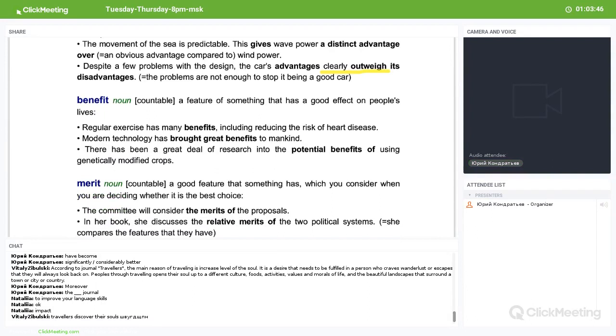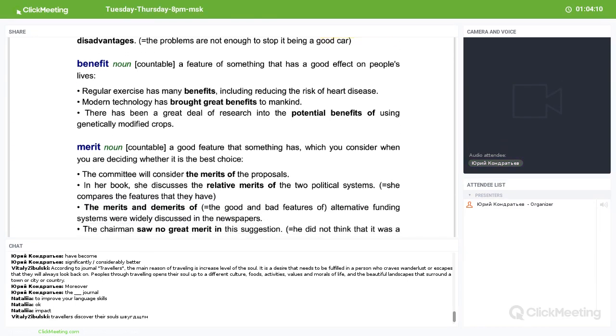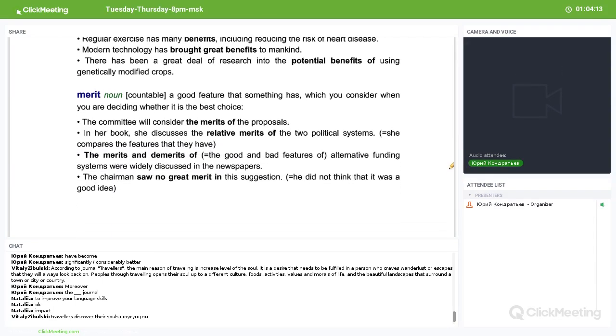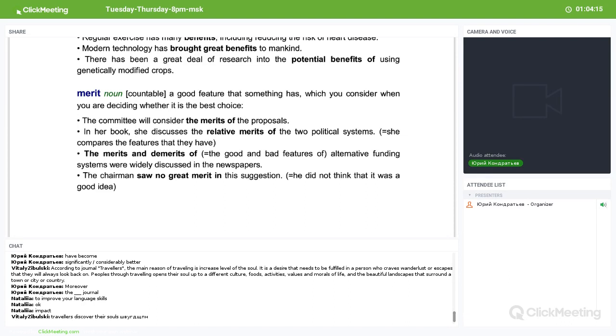Then benefit. Regular exercise has many benefits, including reducing the risk of heart disease. Modern technology has brought great benefits to mankind, or potential benefits. There has been a great deal of research into the potential benefits of using genetically modified crops. Another synonym for an advantage is the word merit. Okay, the committee will consider the merits of the proposals. In her book, she discusses the relative merits of the two political systems.